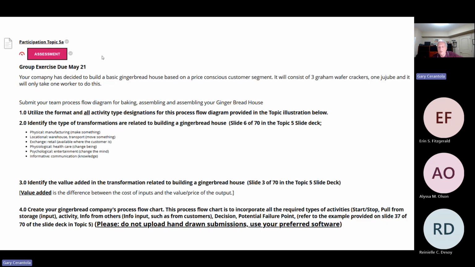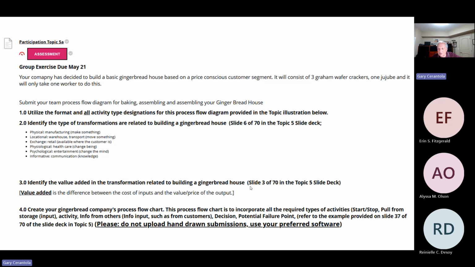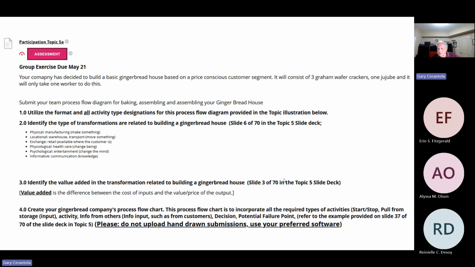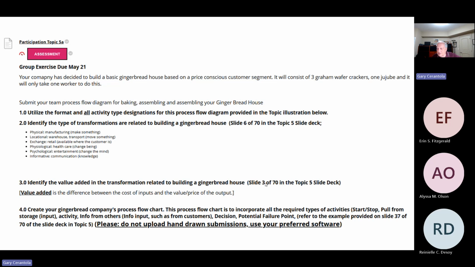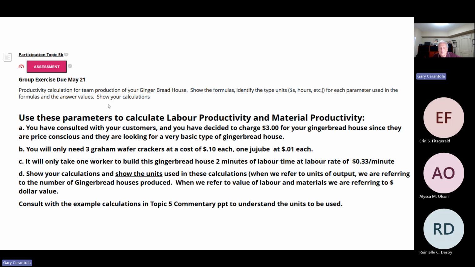All right. Okay. So again, I've taken you through the steps. You've got to identify these pieces. You've got to calculate what the value add is, and you're going to use that in slide 3 of 70 in the topic 5 slide deck. I don't know. I hope that's the same. Yeah, let me see the slide deck. So I don't think, I'll make sure that this is the same slide number because I've changed some of these slides.